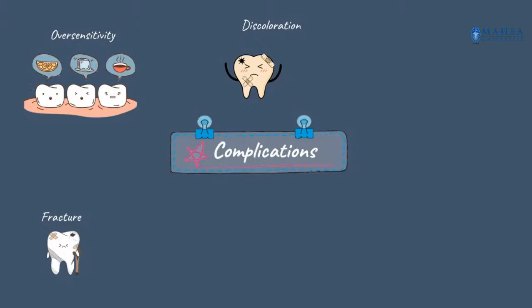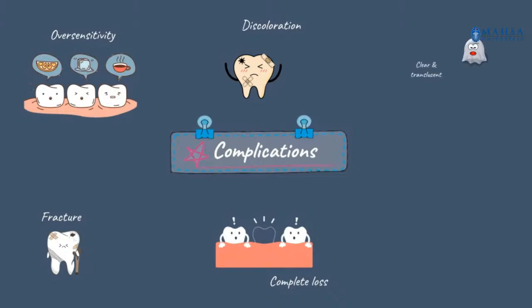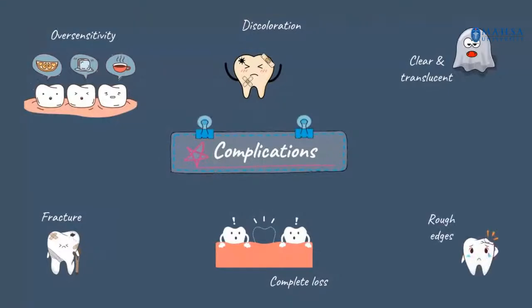Then, the crystals that build up the tooth will erode slowly and cause complete loss of tooth structure. Besides that, the tooth can also turn clear and translucent, which indicates that the enamel is already worn out. Lastly, the rough edges on the teeth, where the teeth will become less smooth. This is because enamel starts to wear down.